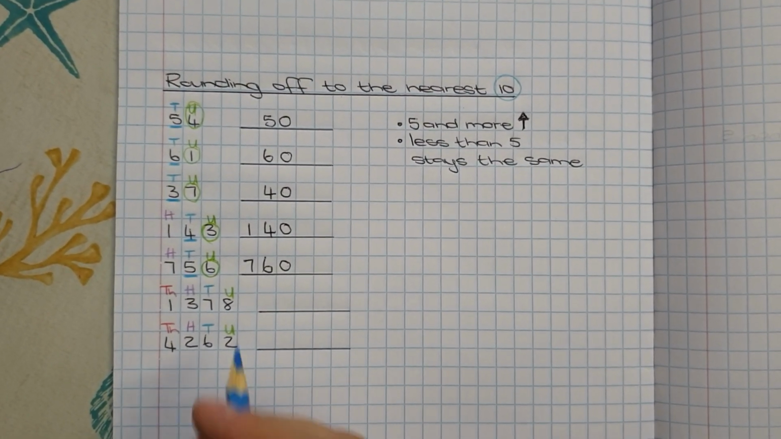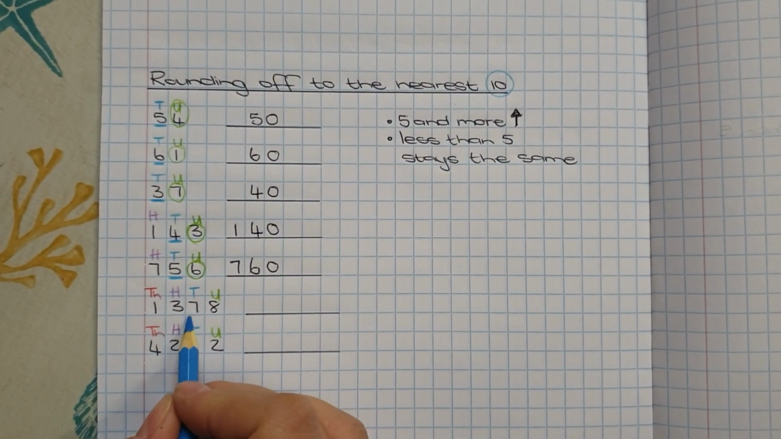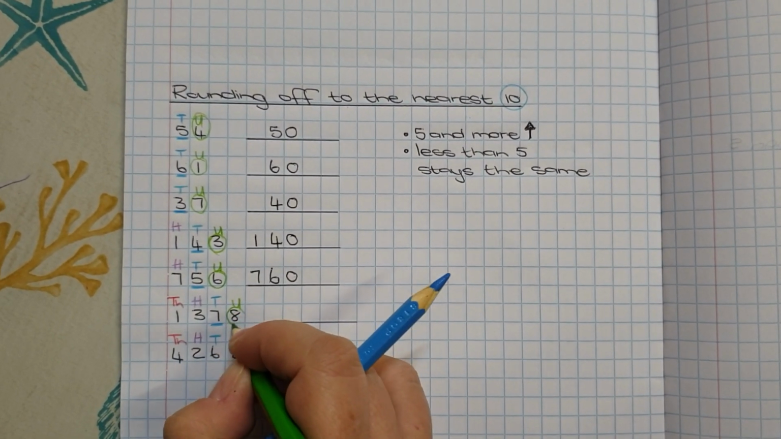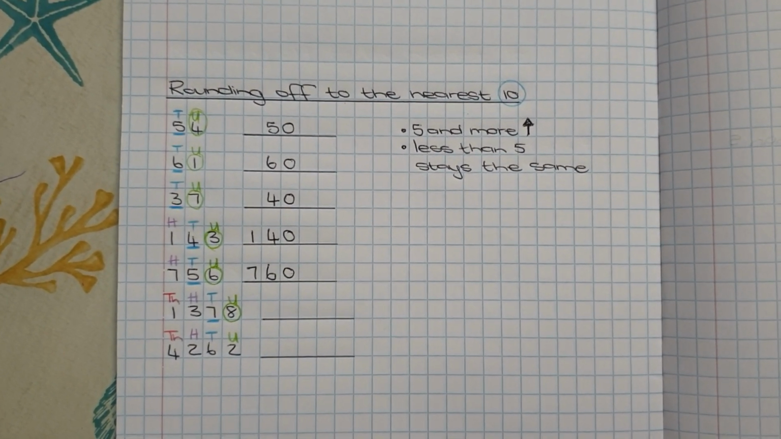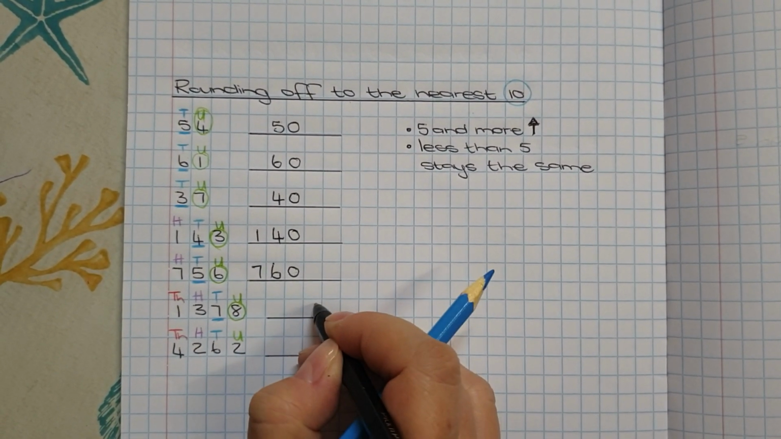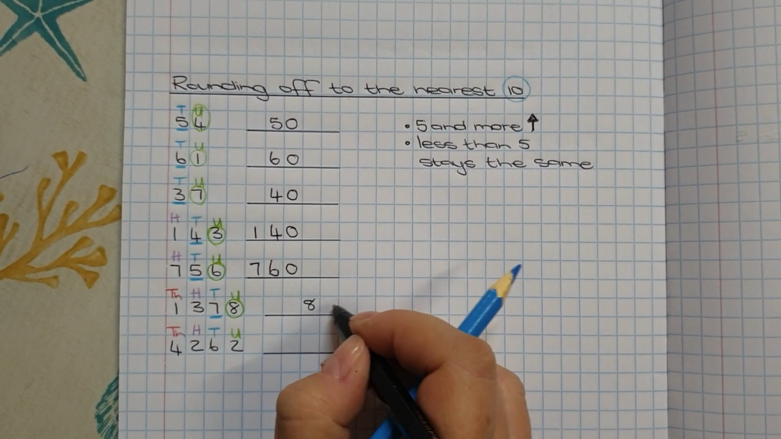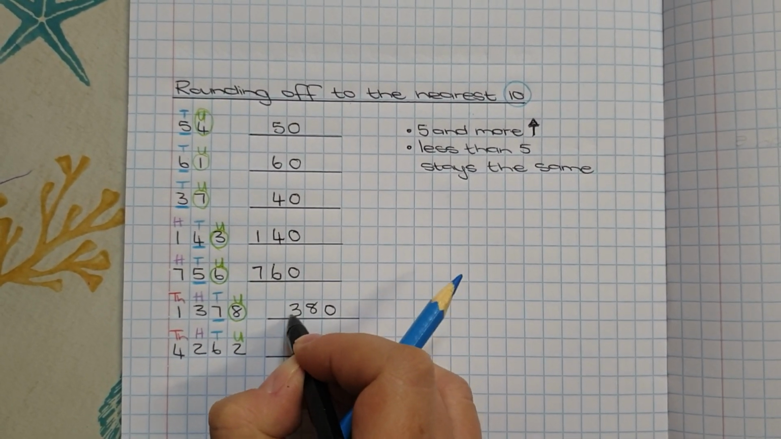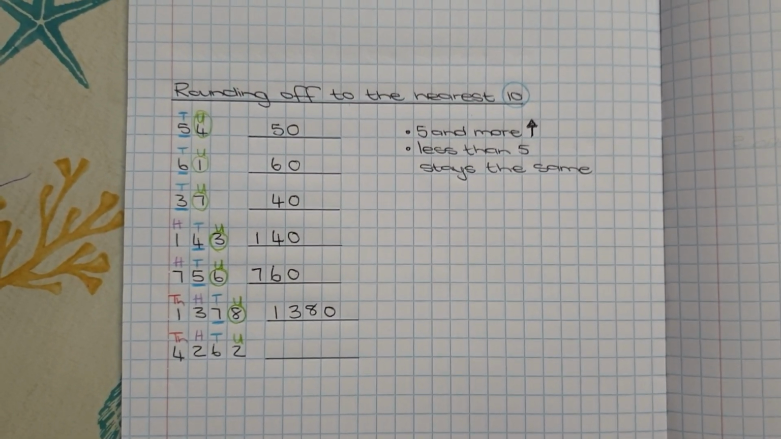The next one, we want to know if that one is going to change. We look at the friend. That one is more than 5, so the 7 is going to become an 8. The friend is becoming a 0. Don't forget about the 100 and the 1000.